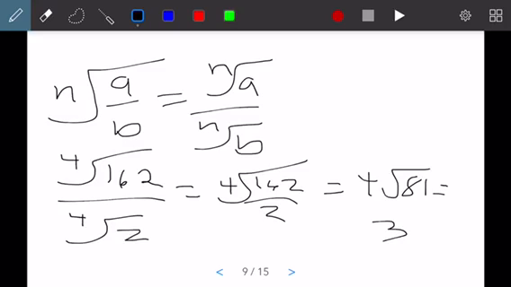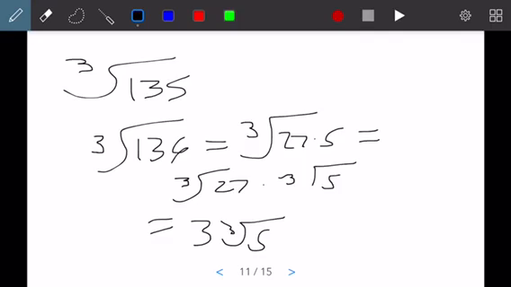So next we have the quotient property, which is basically a over b to the nth root equals a to the nth root over b to the nth root. So if you were to have 162 to the fourth root over 2 to the fourth root, you would get 162 over 2 to the fourth root, which 162 divided by 2 equals 81, and then 81 to the fourth root equals 3, so 3 would be the answer. And then also b can't equal 0.